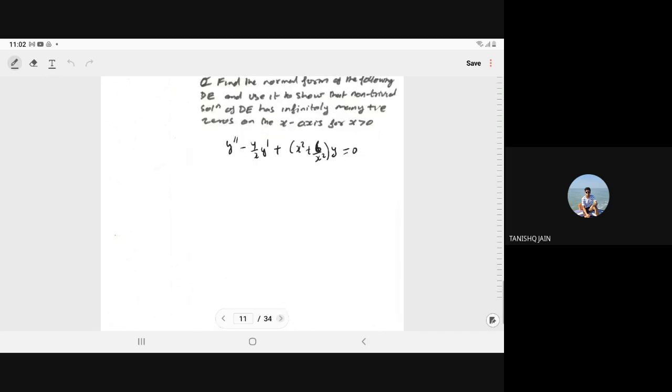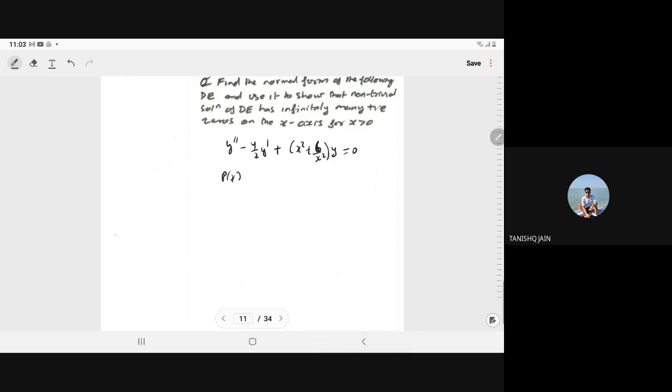In continuation of that, we have this question: find the normal form of the following differential equation. Use it to show that a non-trivial solution of the differential equation has infinitely many positive zeros on the x-axis for x greater than 0, meaning on the positive side. Here we have y double dash minus 4 upon x y dash plus x square plus 6 upon x square y is equal to 0. So it is in standard form.